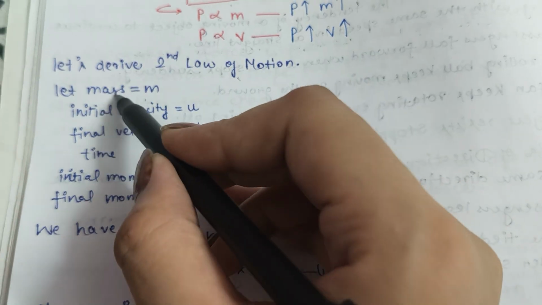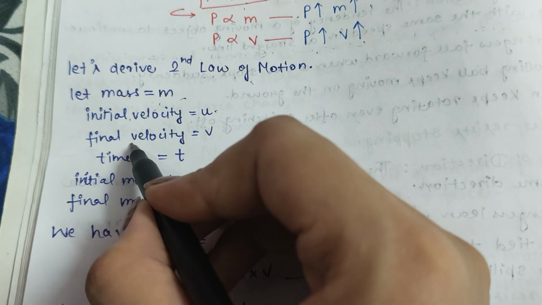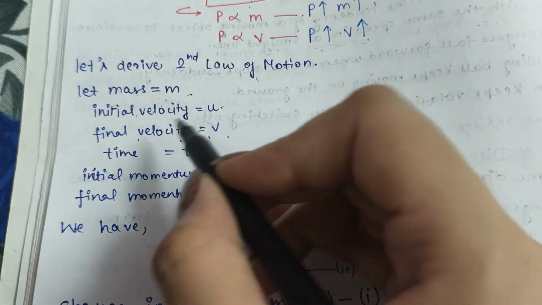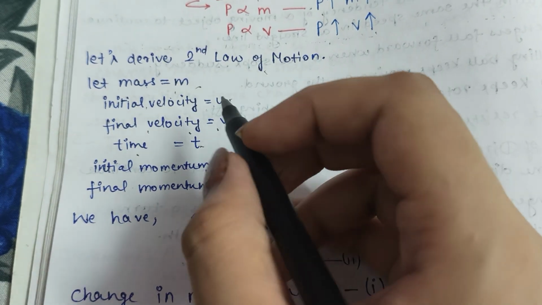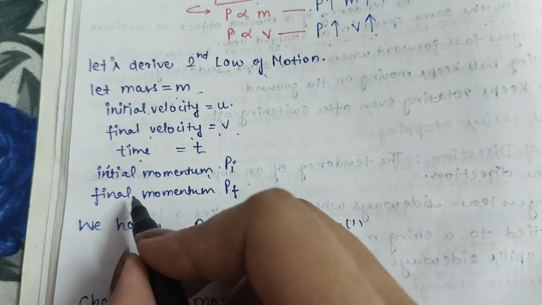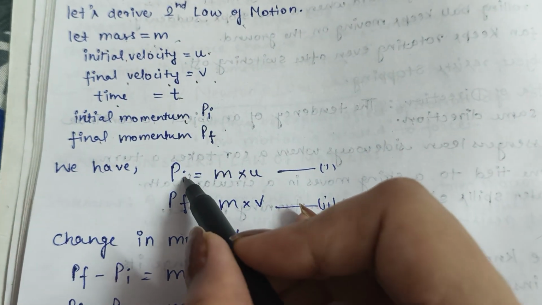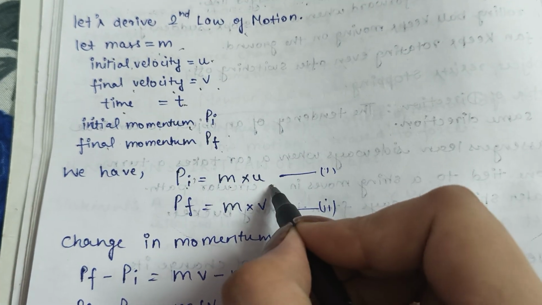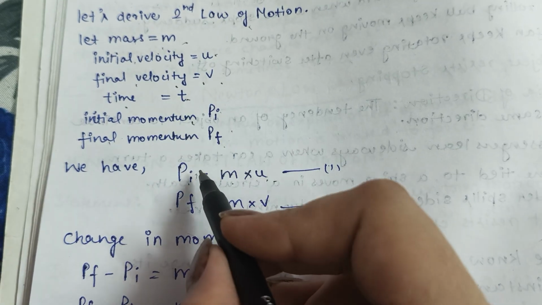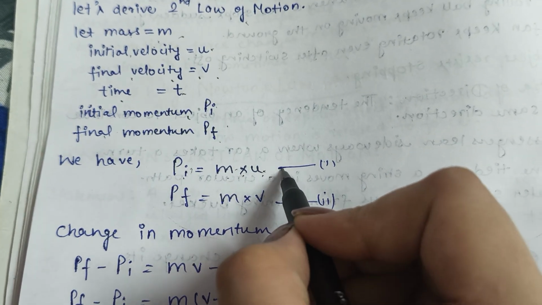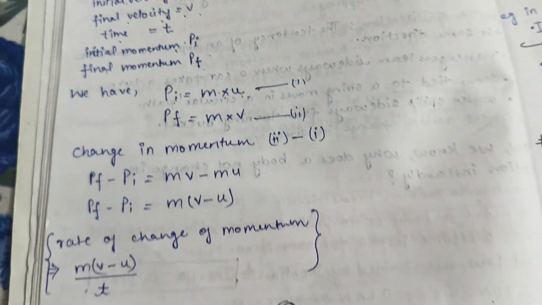So let's consider mass equals m, initial velocity equals u, and final velocity equals v. Time is equal to t. Now the initial momentum is represented by p_i, the final momentum by p_f. So we have two situations. Now we know that momentum is equal to mass into velocity. The initial velocity is u, so initial momentum is equal to m into u. Final momentum is equal to m into v, the final velocity.